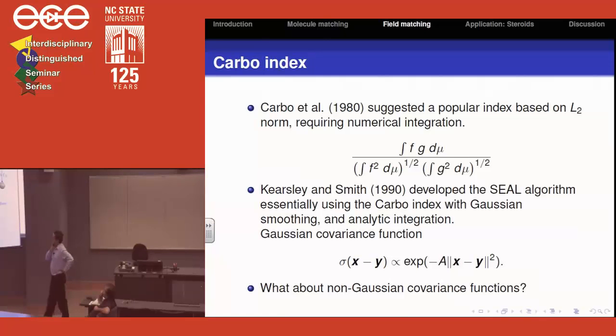And then if one uses another similar sort of algorithm, which uses this particular covariance function, the Gaussian one, then you don't need to do the integration numerically, which the Carbo people did. So you can actually work out the overlap without having to do expensive numerical integration. So the naive approach to this is you've got your two predicted fields, and then you've got to numerically integrate the product of the two fields in all possible positions. Right.